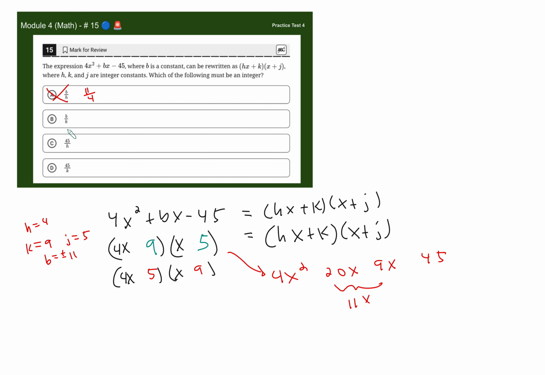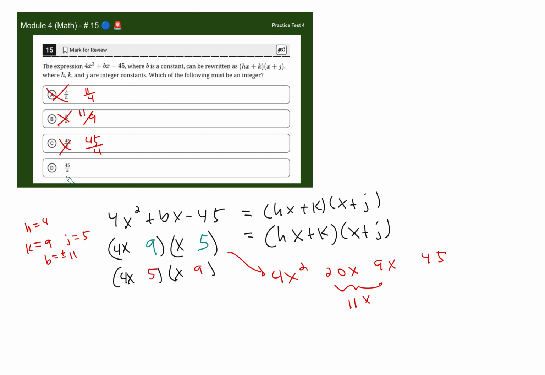Let's try this one here. It says which must be an integer. All right. How about b over k? So that's 11 over k, which is 9. Not an integer. 11 divided by 9 is not an integer. Okay, here we have 45 over h. Well, h is 4. 45 over h, still not going to be a whole number, not an integer.